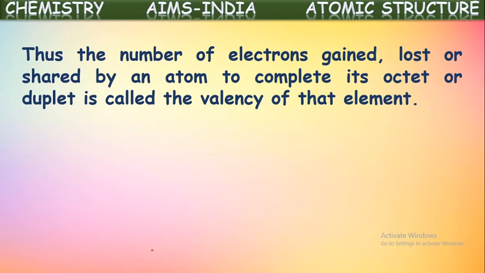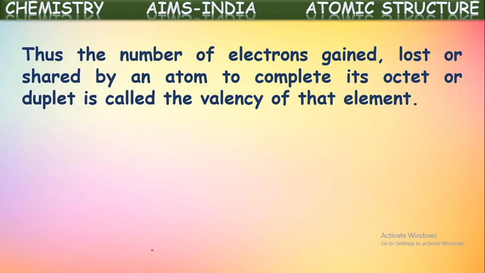We can define it like this: the number of electrons gained, lost, or shared by an atom to complete its octet or duplet is called its valency, the valency of that element. Elements which do not have 8 electrons in the outermost shell will try to either gain, lose, or share electrons so that they get the octet configuration. Here, the number of electrons gained, lost, or shared by an atom to become stable is called its valency, which is also called its combining capacity.